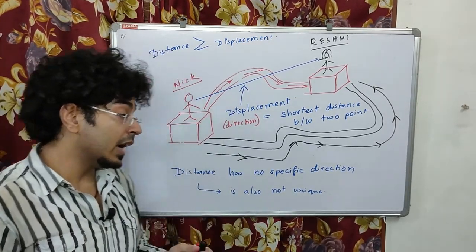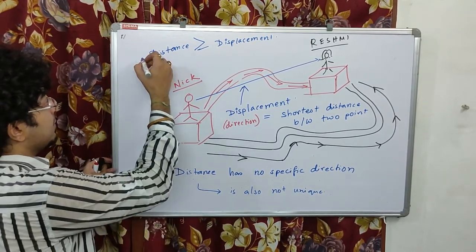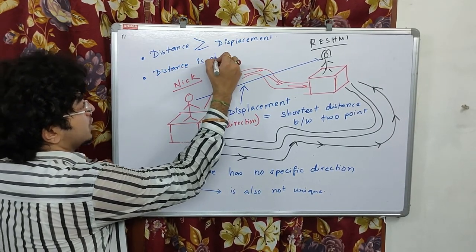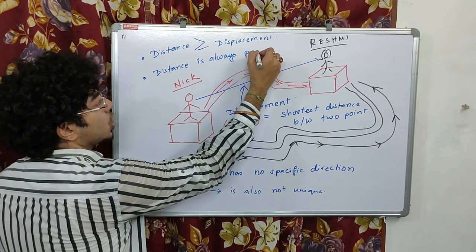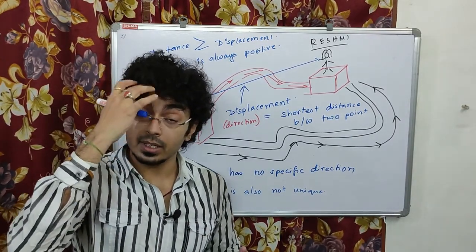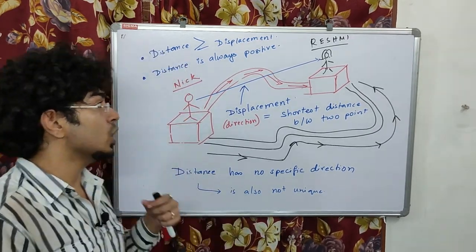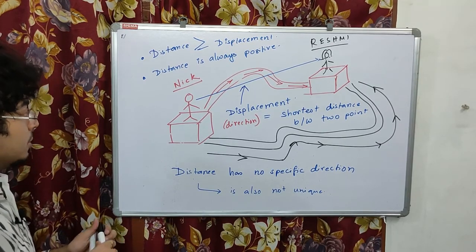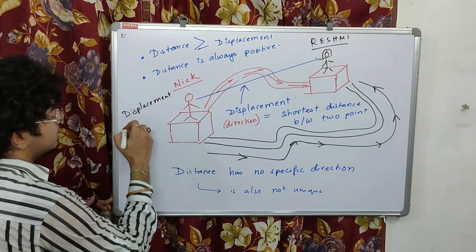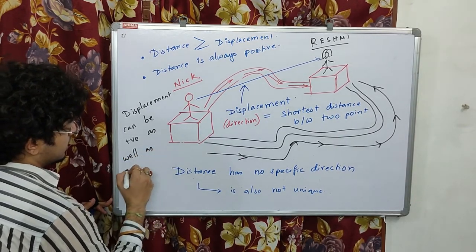Now, another point I am writing: distance is always positive. So distance between two points is always positive. There can be no negative, no zero. But displacement can be positive as well as zero.